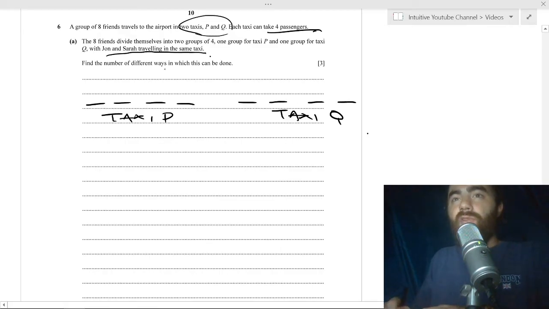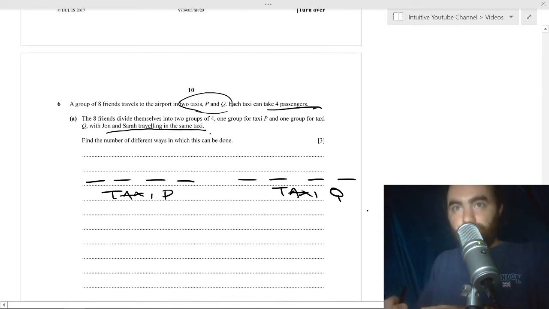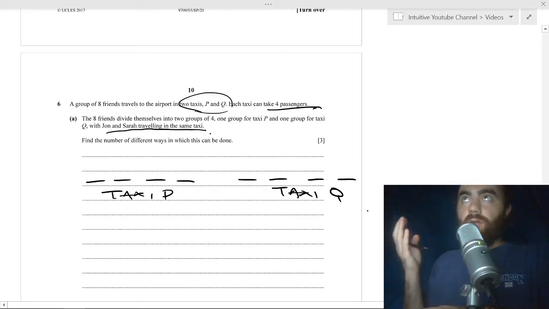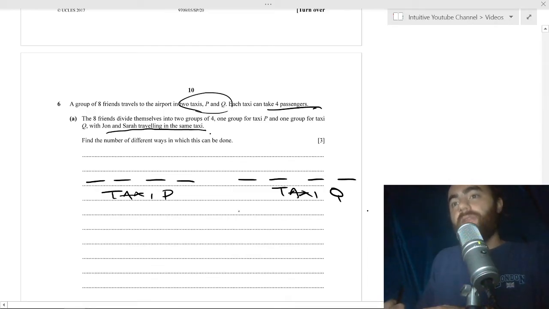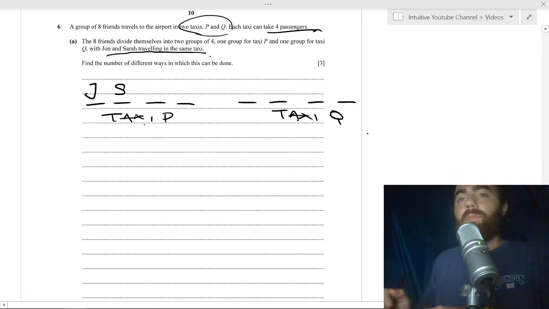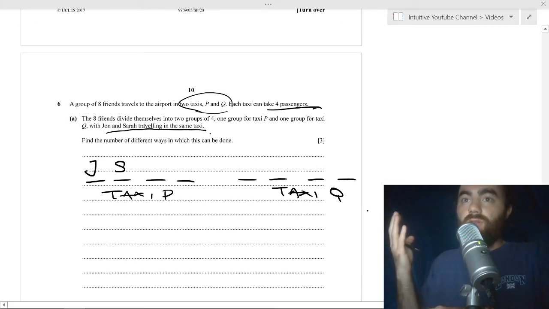And it says find the number of ways in which this can be done. Well, we know that John and Sarah have to travel in the same taxi, so they can either travel in taxi P or they can travel in taxi Q. So let's say they both get into taxi P, just for example. Well, how many ways can this happen? Can the rest of them be chosen if they go into taxi P?